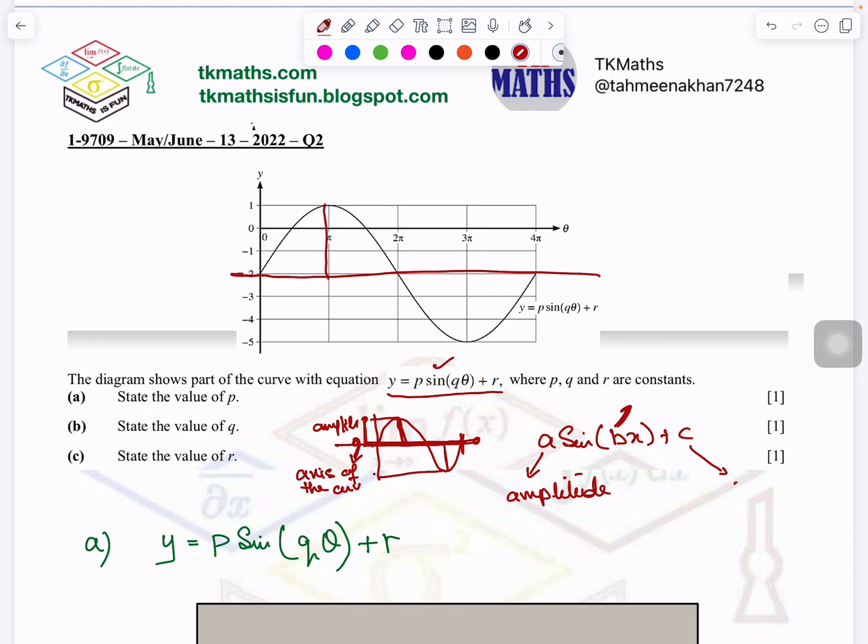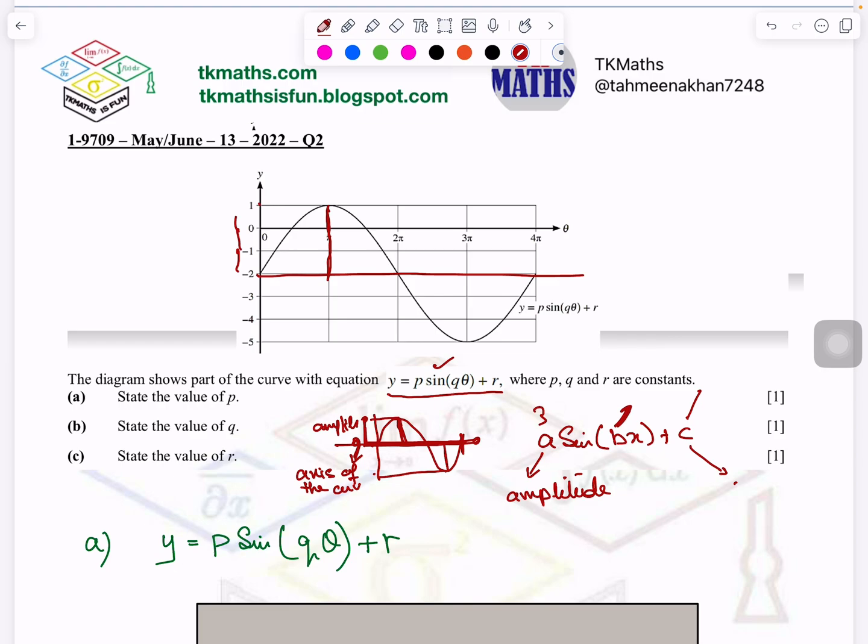You can see it is 3 units up and 3 units down. So which is this line? This line here is y equals minus 2, right? So c will be minus 2, agreed? Then what is this distance? 3 units, isn't it? Minus 2 to 1, you are going 1, 2, 3 units. So a will be 3.